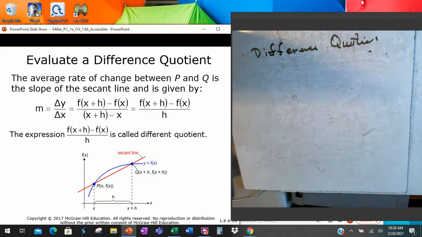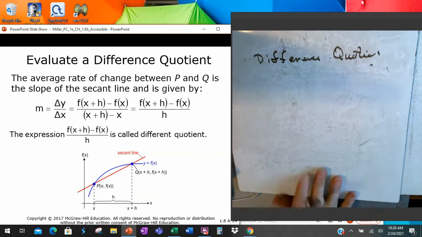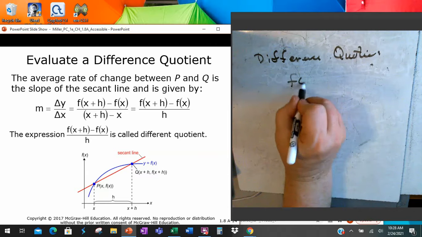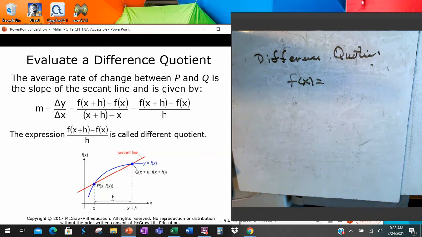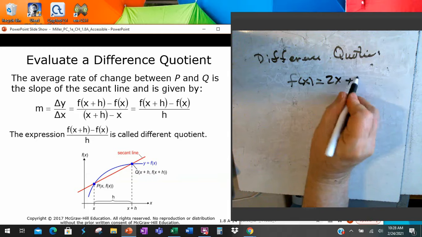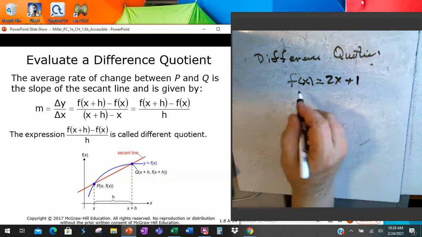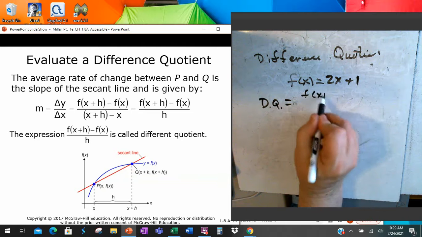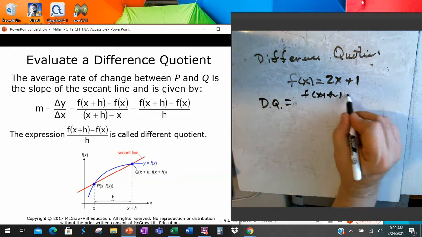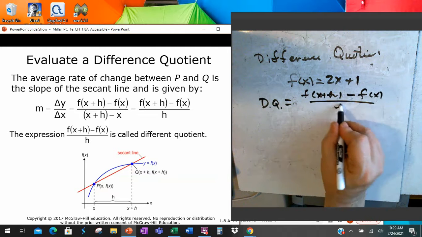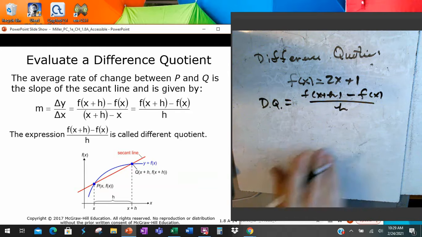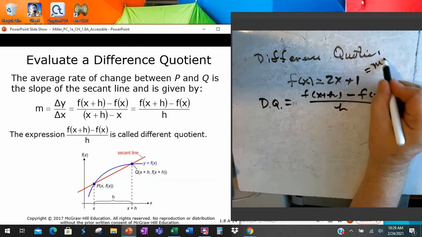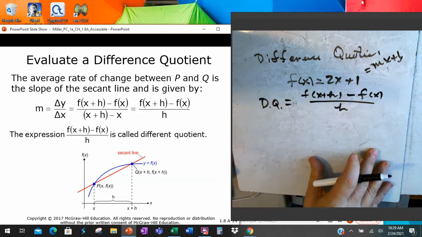So I like to break off and do some basics to show you. Let's say I had f of x is equal to some straight line, 2x plus 1, some basic thing. And if I do the DQ, it says take f evaluated at x plus h, minus f of x, divide out the h. Okay? All straight lines are going to work out this way.